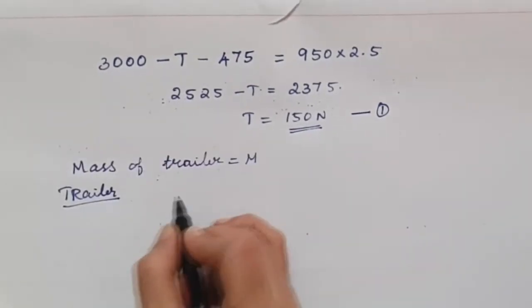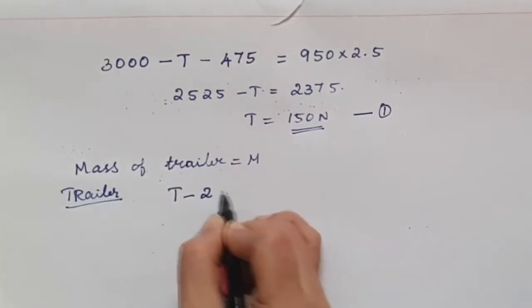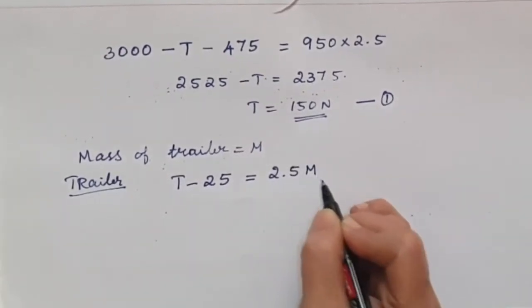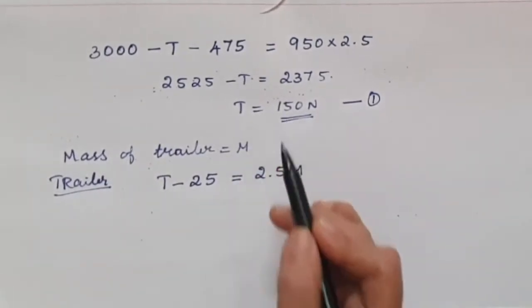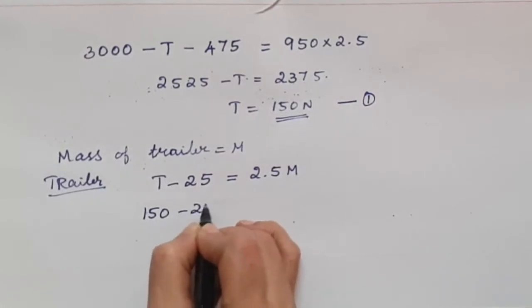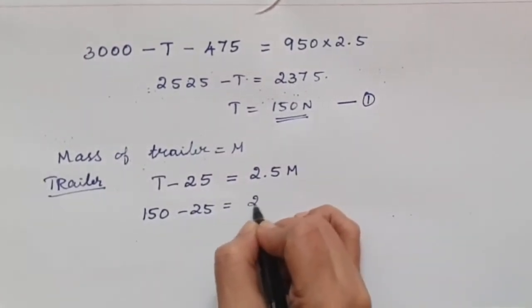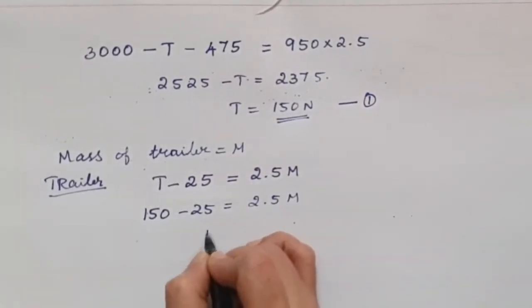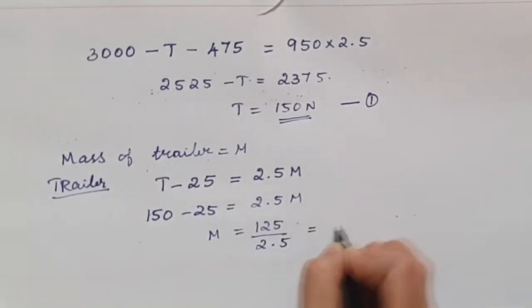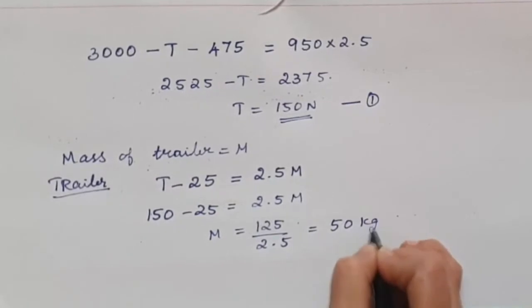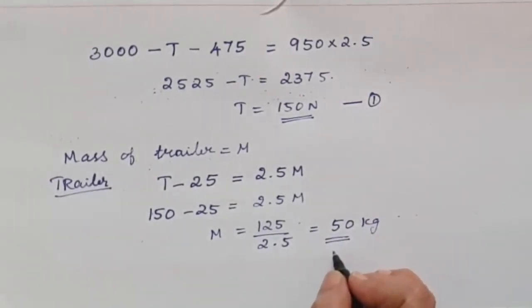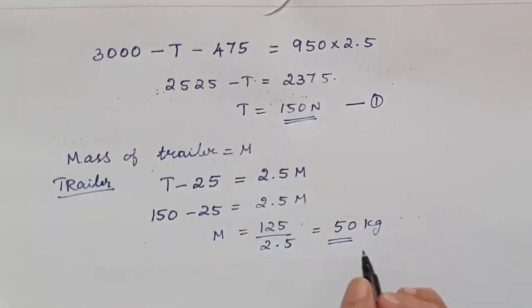For the trailer, T minus 25 will be equal to 2.5 M. And we have found the value for T as 150. Let us replace it over here. 150 minus 25 will be equal to 2.5 M. So M will be equal to 125 divided by 2.5. That will be equal to 50 kg. So the weight of the trailer is 500 Newton, or the mass of the trailer is 50 kg.